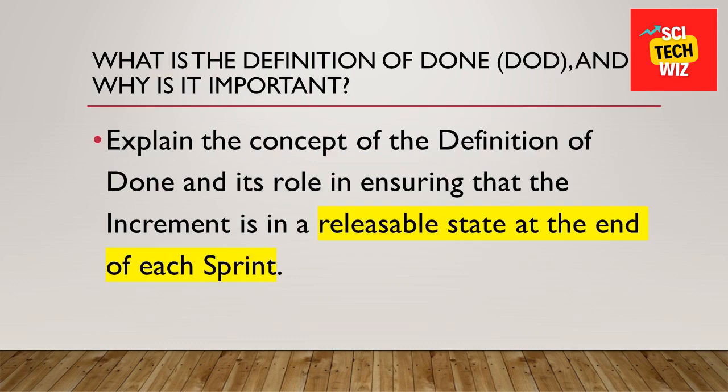What is the DOD or definition of done and why is it important in Agile Scrum? First, explain the concept of the definition of done and its role in ensuring that the increment is in a releasable state at the end of each sprint. In short, DOD means yes, we have done this, we are going to release this. Yes, you can use it, you can plug and play with it. In short form, I am telling.